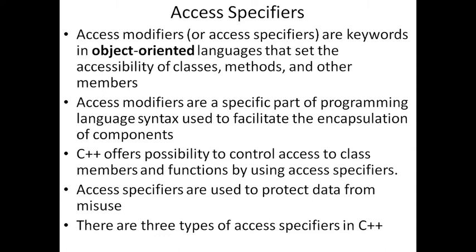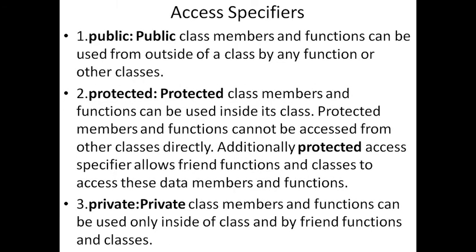Then we know that object-oriented programming has an important functionality, that's data hiding or data security. The data security is achieved with the help of the access specifiers. Then in C++ there are three types of access specifiers. First one public, second one protected, and third one private.